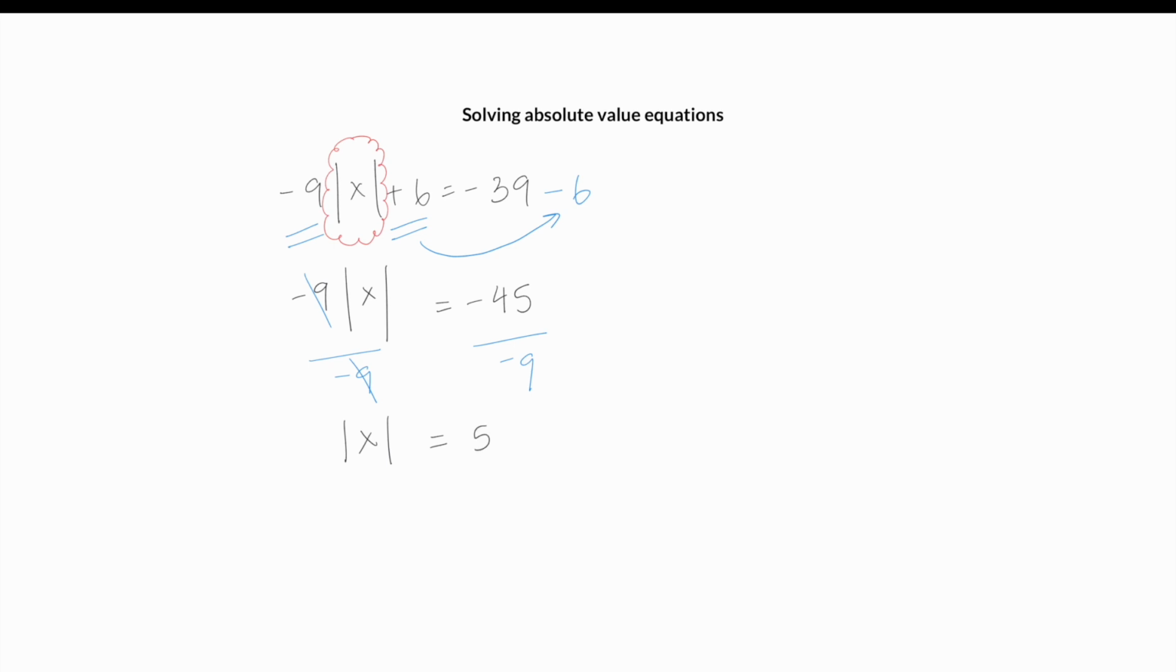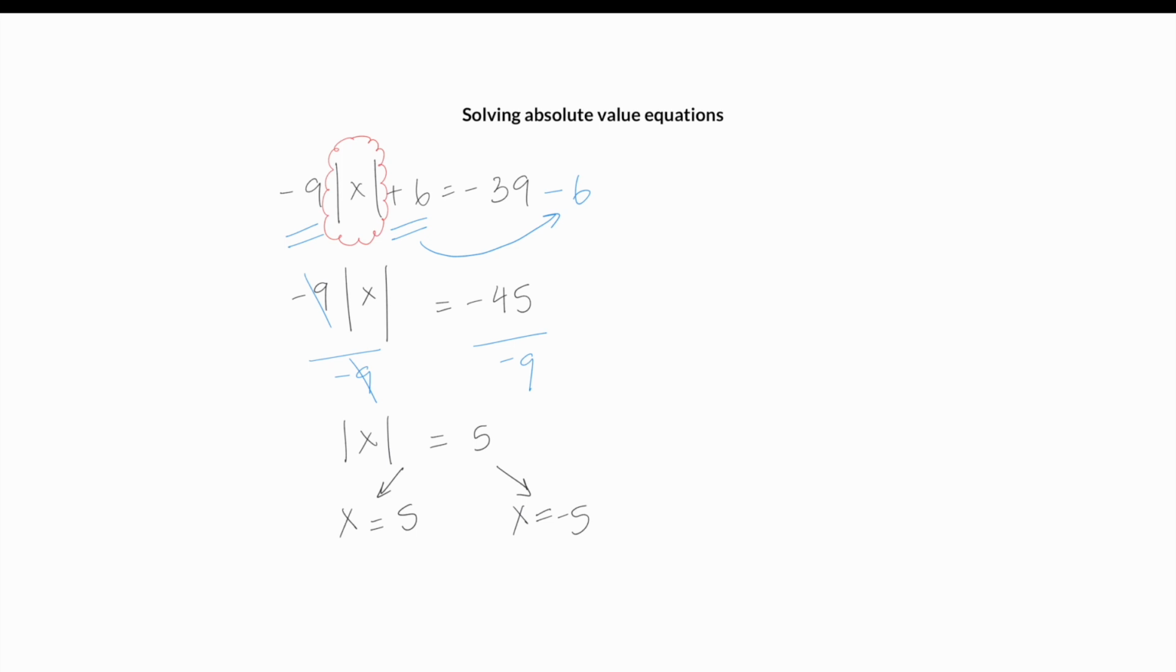Now the absolute value is by itself, and it is equal to a non-negative number, 5. So the next step is to take whatever is inside of the absolute value, it's the x in my case, and split this equation into two separate equations. Each one will not have absolute value anymore. So whatever is inside the bars, the x in my case, equals the positive 5. And then the second equation is x equals -5.